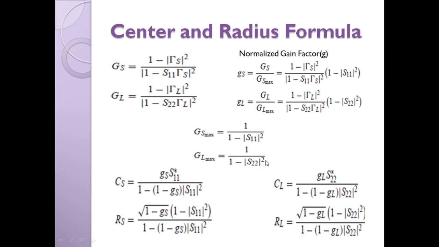So the first step for drawing this gain circle is to calculate GS max. S11 is the defined value, so 1 divided by 1 minus mod of S11 the whole square will give GS max. Let us consider I am getting 1.7 decibel. So this is my maximum value. This is how they choose the specified gain for the defined noise, on a trial and error basis. So here the maximum gain value is 1.7 decibel.